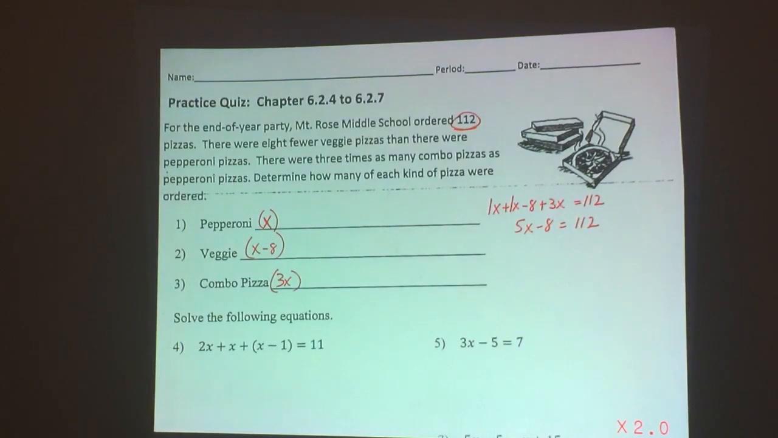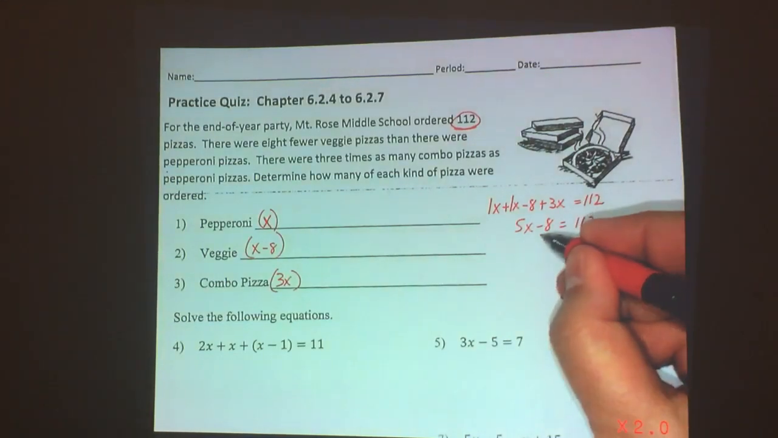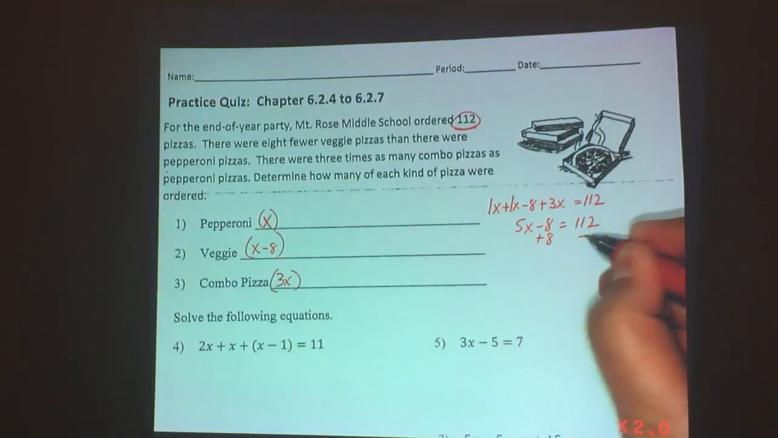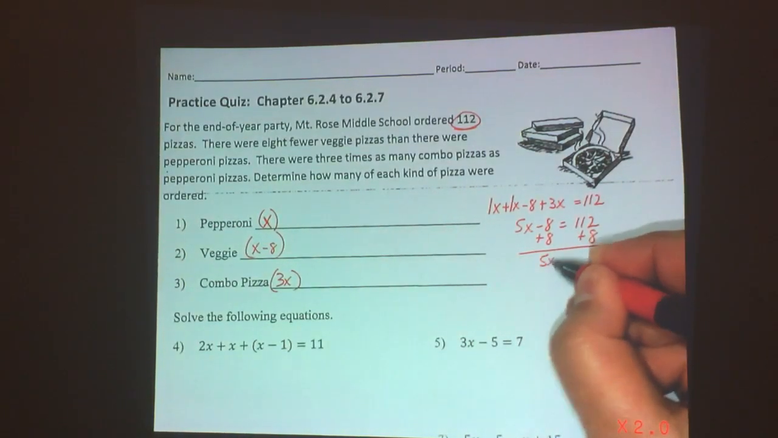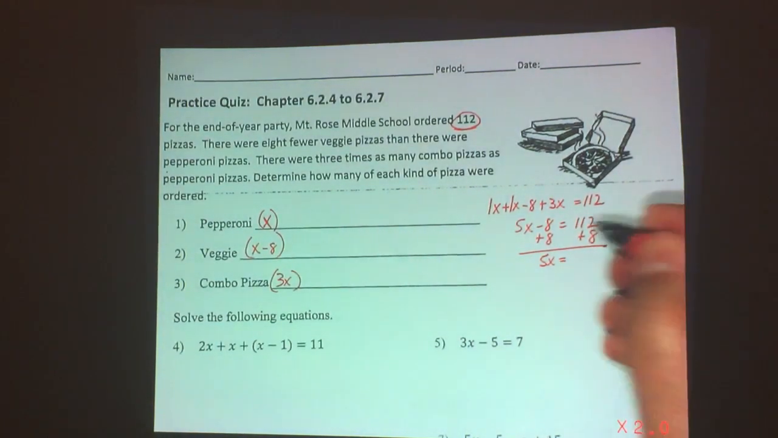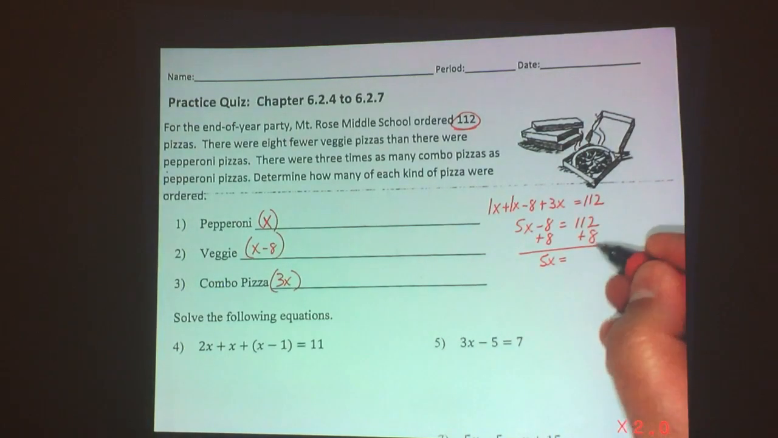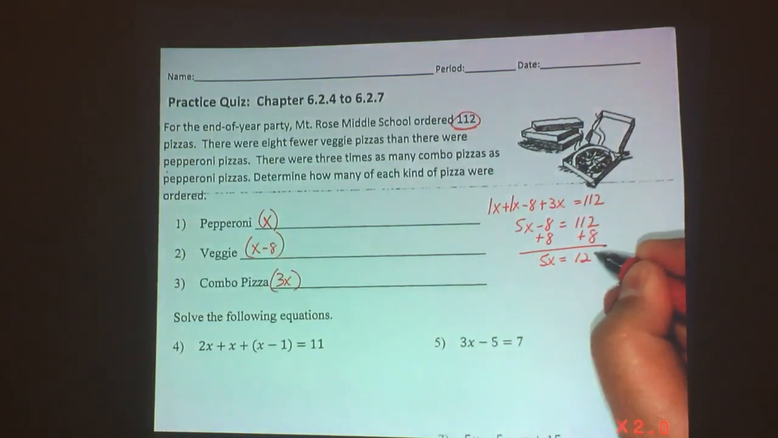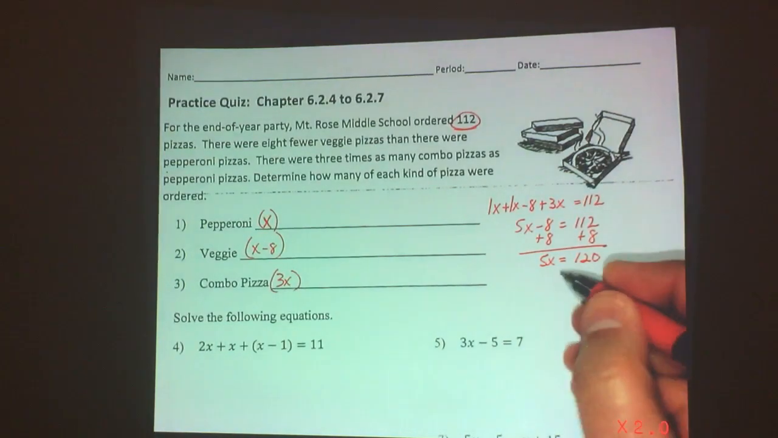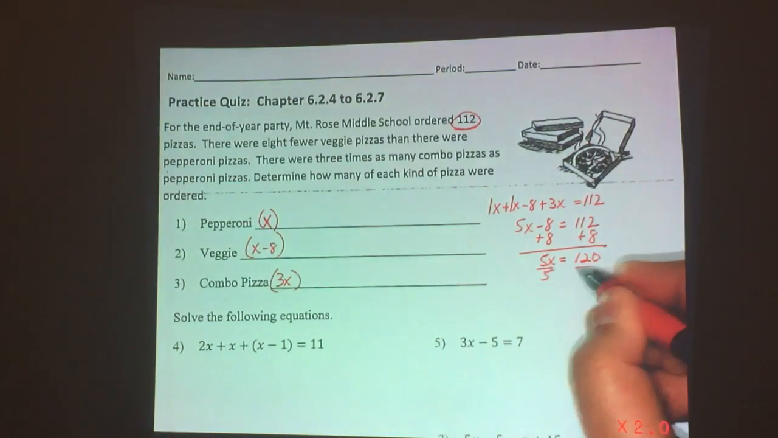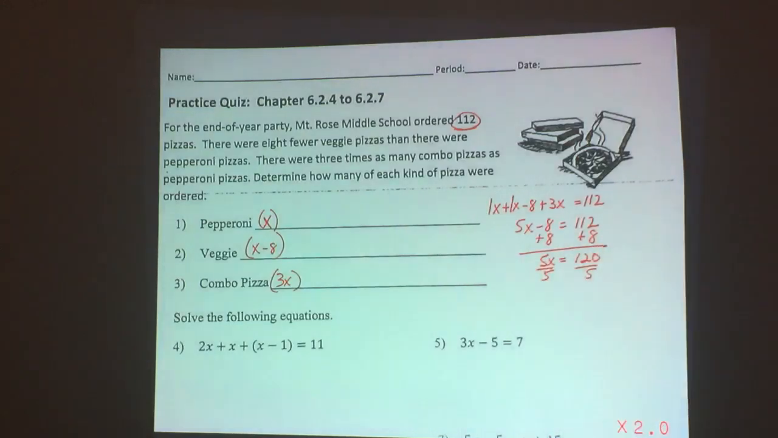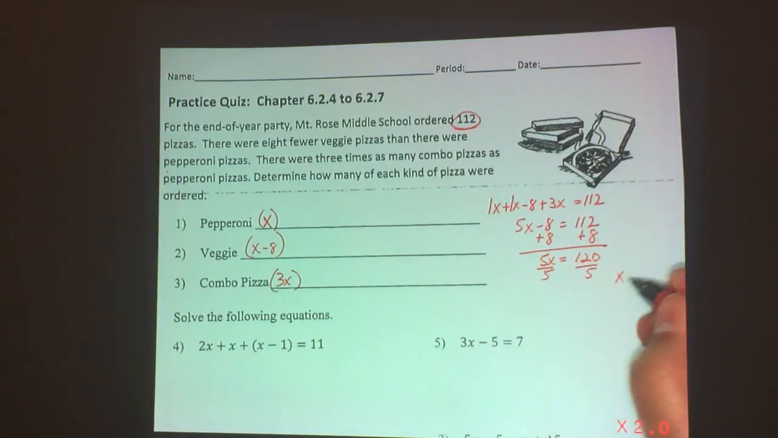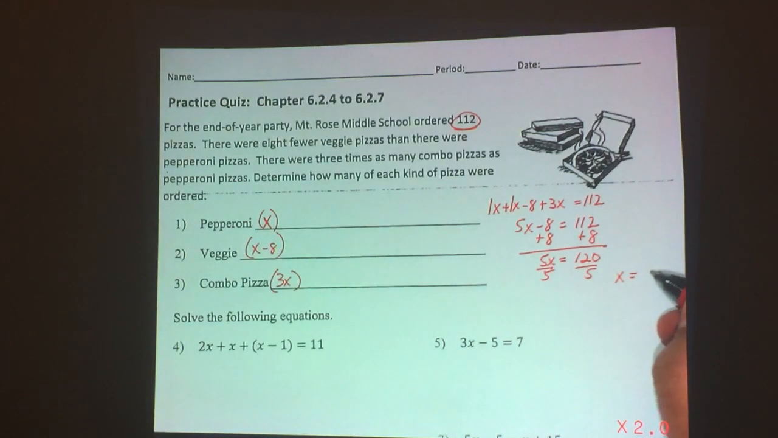Okay, what's my next step? Team 2, what should I do? Add 8. Good, because we have to undo that subtracting 8. 5x equals... What's 112 plus 8? Team 5? 120. Okay, so then I have to divide both sides by 5 because I'm undoing times 5. And then you get x equals, how do you do that?